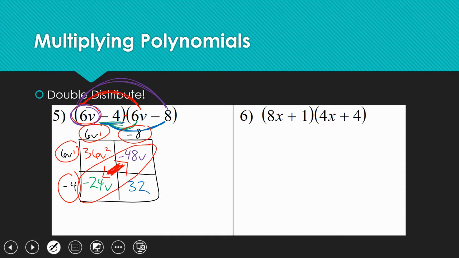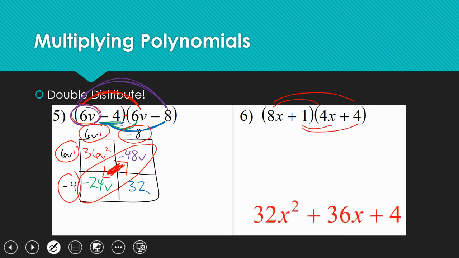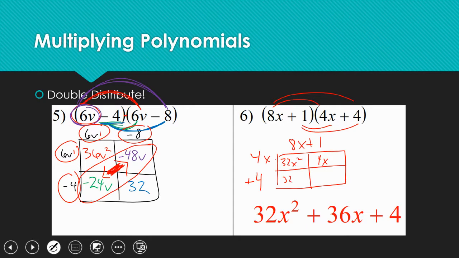Okay, so go ahead and multiply number 6 any way you want to. You can either do the distributive property twice, or you can set up the box. 8x plus 1, 4x plus 4. Notice the signs. 8 times 4 is 32x squared. 4 times 1 is 4x. 32x plus 4x, 32 plus 4 is 36x.